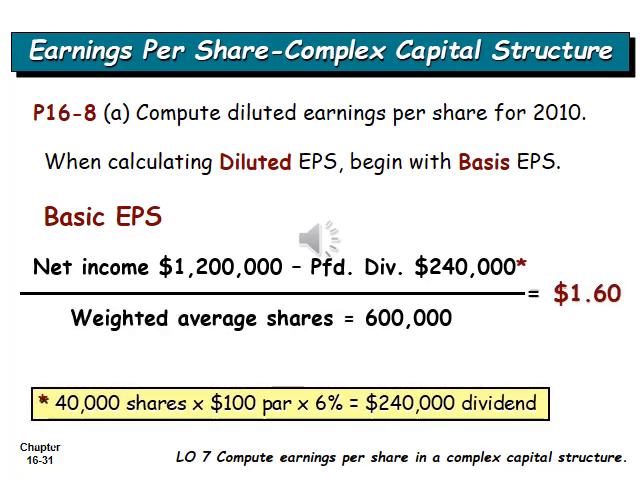In this case, we have to determine first the basic earning per share. The net income, 1,200,000, minus the preferred dividends, which is 240,000 (40,000 shares times the par value 100 times 6%), over the weighted average number of shares 600,000, so it will be 1.6.